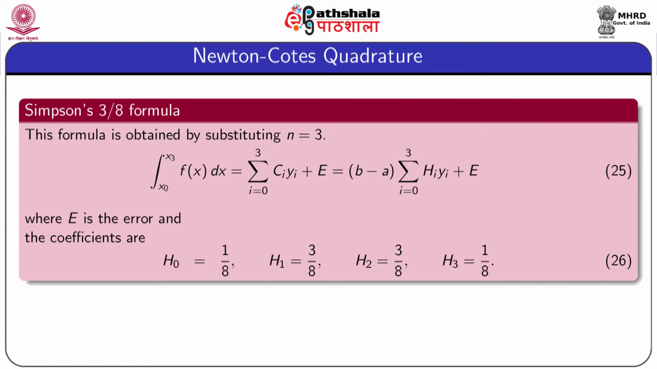Now, we consider the case when n equal to 3, and the formula obtained by this value is known as Simpson 3/8 formula. In this case, the integration from x0 to x3 of f(x) dx is equal to the summation i equal to 0 to 3 of ci yi plus E, which is equal to (b minus a) into the summation i equal to 0 to 3 of hi yi plus E, where E is the error, and the Cotes coefficients are h0 equal to 1 by 8, h1 equal to 3 by 8, h2 equal to 3 by 8, h3 equal to 1 by 8. All these values are determined from equation 8, which is the expression for h.